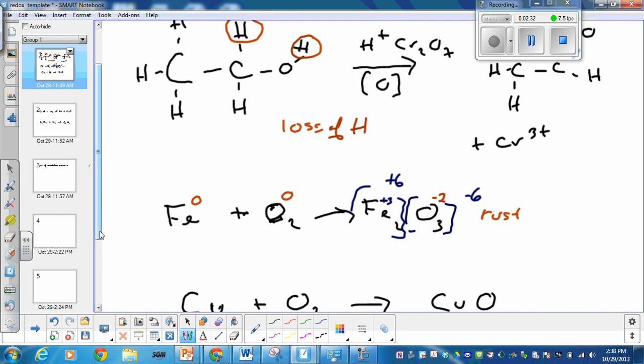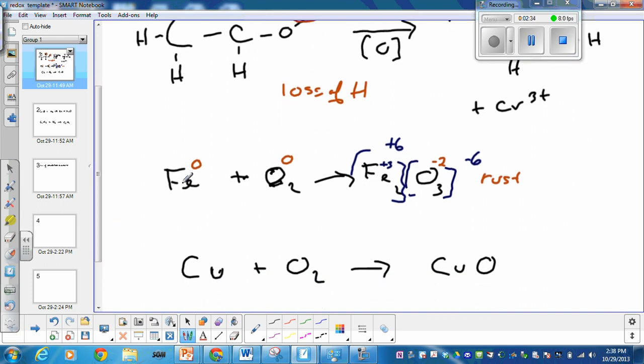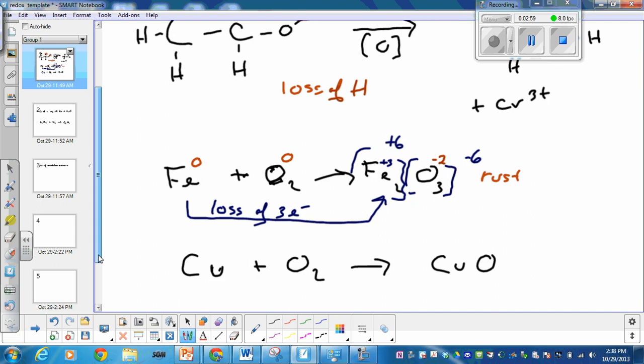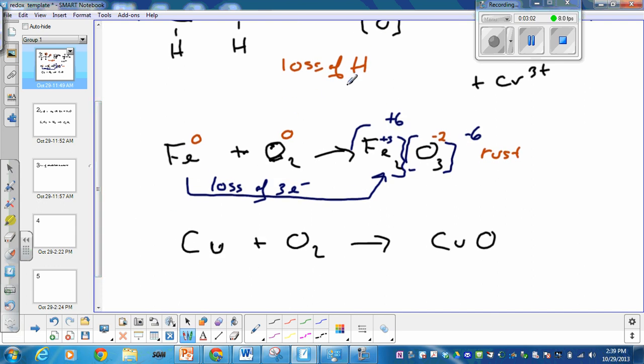So we can ask the question, what happens to the iron? Well, the iron goes from an iron 0 as its reactant to an iron +3. In order to become a positive charge, we know that what has to happen is electrons have to be changed, and that must mean that there's been a loss, in this case, of 3 electrons. That allows the positive charge to exist. So this is another way that we can talk about oxidation. So we have a loss of hydrogen in an organic molecule. We also have loss of electrons here, as we can see.